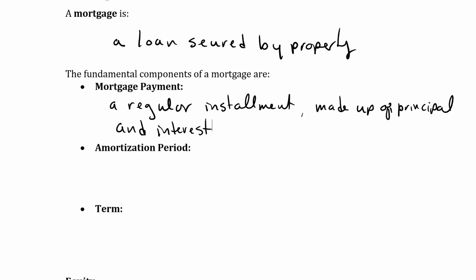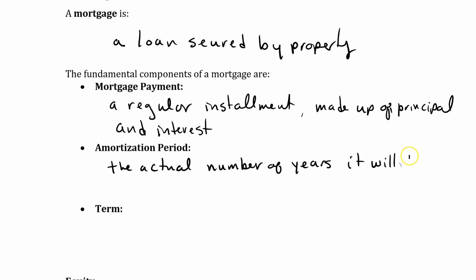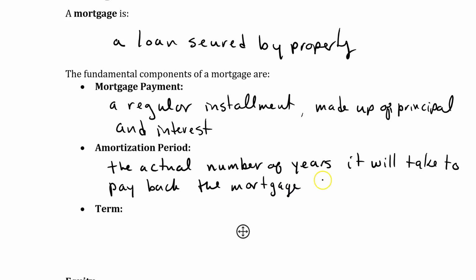The amortization period is the actual number of years it will take to pay back the mortgage. Now, this is generally 15 to 25 years.